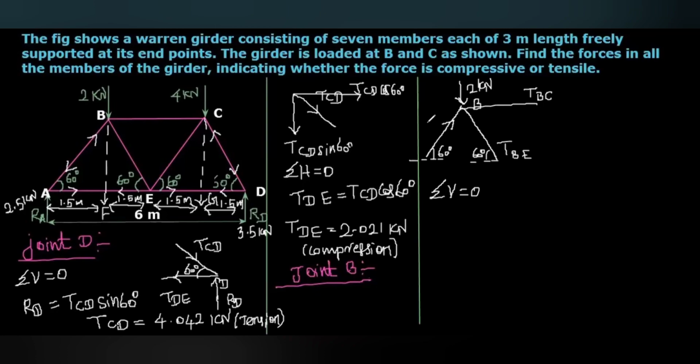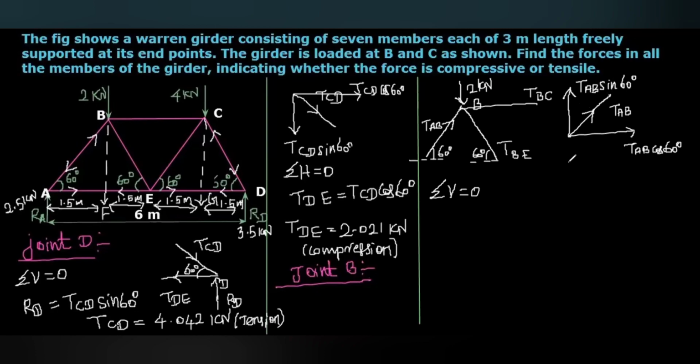The tension in the member AB is an inclined force with an angle of 60 degrees with respect to the horizontal. So when you resolve this TAB, we will get TAB cos 60 degree, that will act towards the right side because this is in the first quadrant, and TAB sin 60, that will act exactly upward.